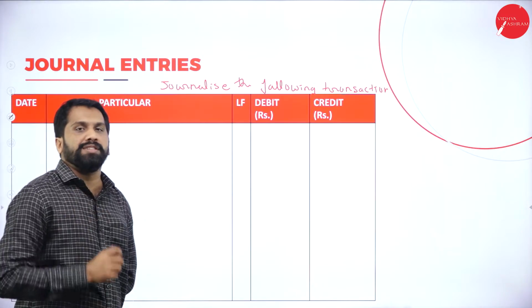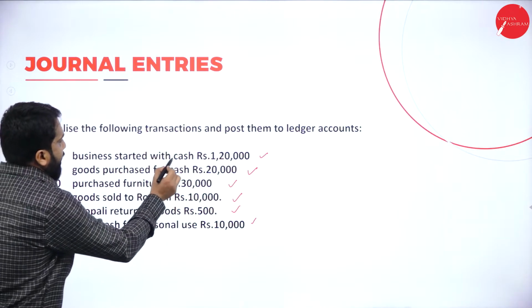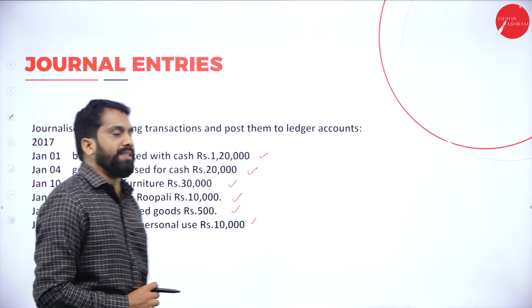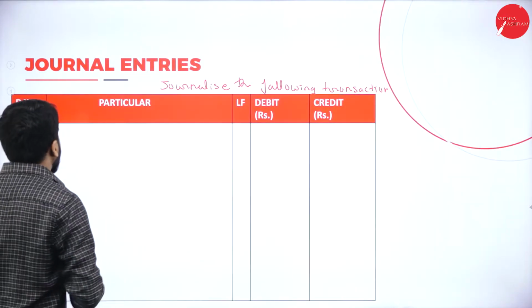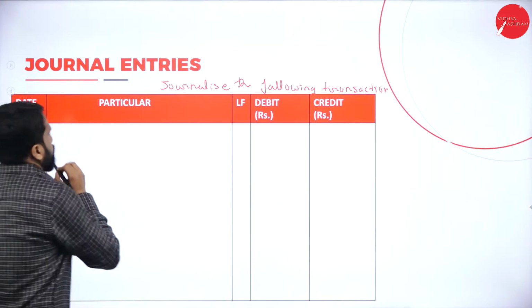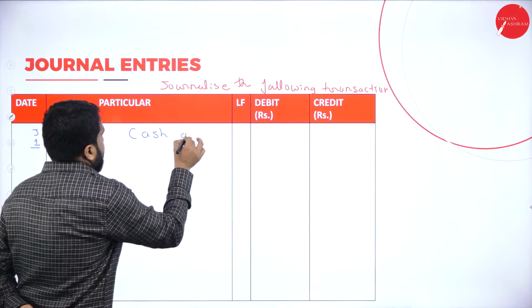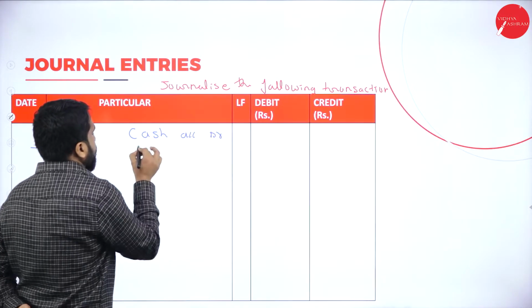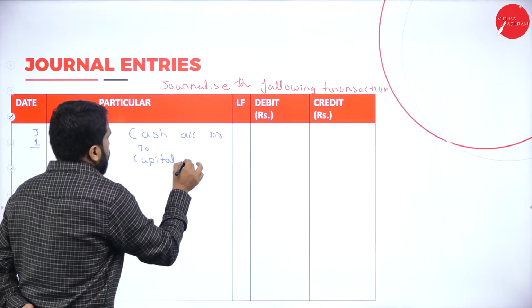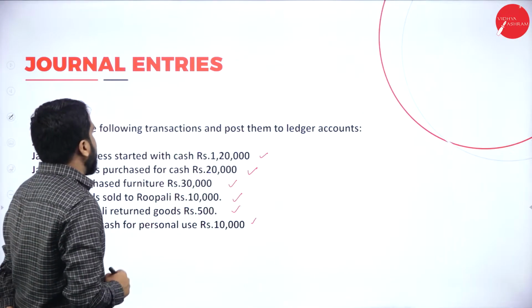So we will go for the first journal entry. What will be your question? Business started with cash. How much is it? 1,200. Now, this will be January 1st. Business started with cash. Your answer must be cash account debit to capital account. So how much is your value? The value is how much?